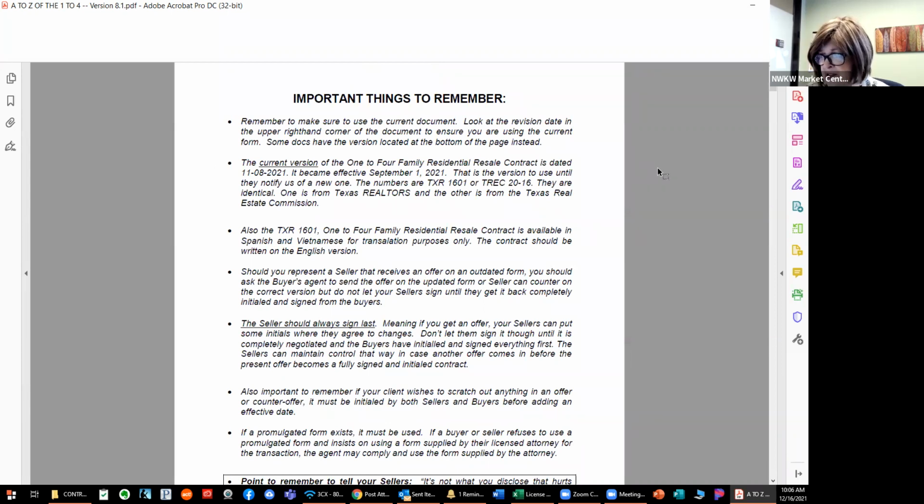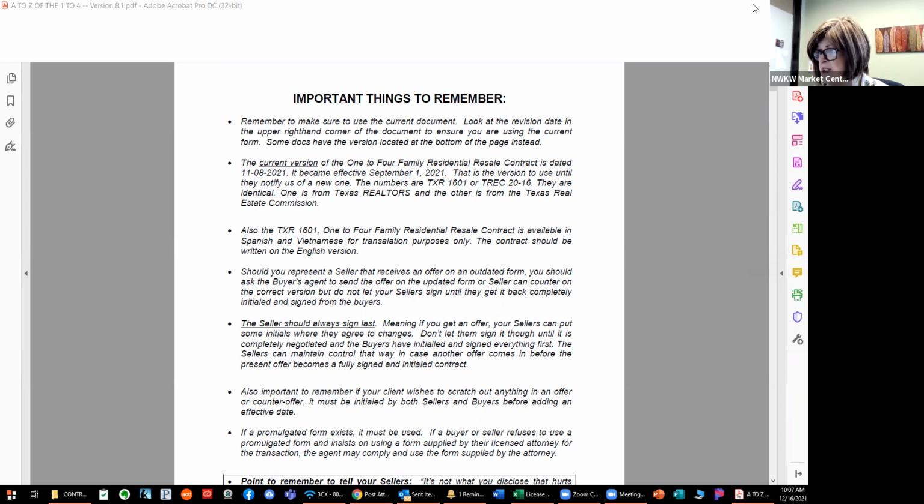As well as this, important things to remember. Remember to make sure you use the current documents. I've seen lately a lot of people using documents that are not the current version, especially on that general information and notice to a buyer or a seller. There's one that's this year that they put out, and it covers things that weren't covered in the 2018 version. So be sure and look at that and see what I'm talking about.